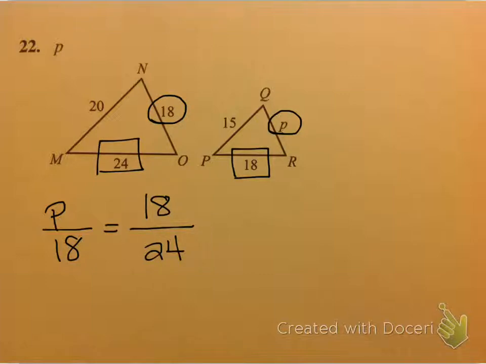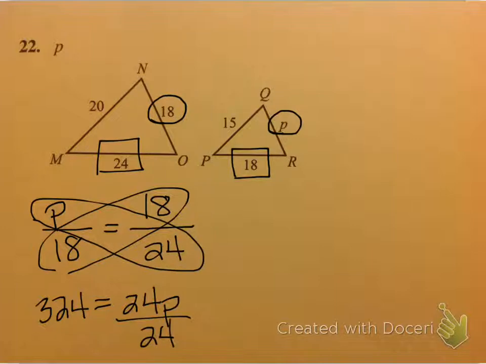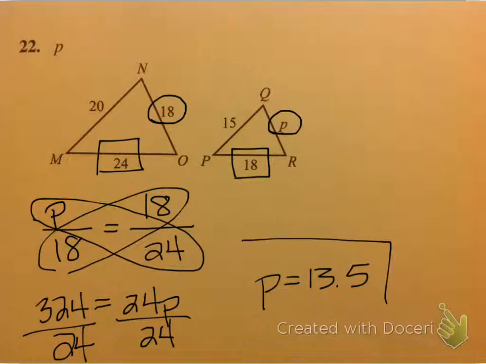So now that I have a proportion, I can do cross products. So 18 times 18 is 324. And p times 24 is 24p. Divide both sides by 24. 324 divided by 24 ends up being 13.5. So my missing side is 13.5.